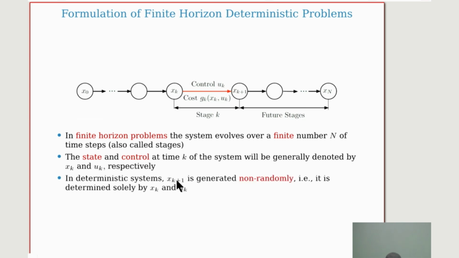In deterministic systems, xk plus 1 is generated non-randomly. So xk plus 1 is solely determined by xk and uk. Okay, so there is no randomness involved. We will get into the stochastic case, but here xk plus 1 will be produced in a deterministic way from xk and uk. Okay, so this is more or less the setup of the finite horizon deterministic problem.